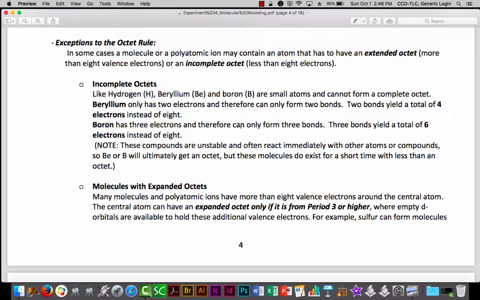Exceptions to the octet rule. So, incomplete octets. We just talked about how hydrogen can only hold 2 electrons, or 1 bond. Beryllium only has 2 valence electrons and therefore can only form 2 bonds. 2 bonds yields a total of 4 electrons instead of 8. Boron has 3 valence electrons and can only form 3 bonds. 3 bonds yields a total of 6 electrons instead of 8.